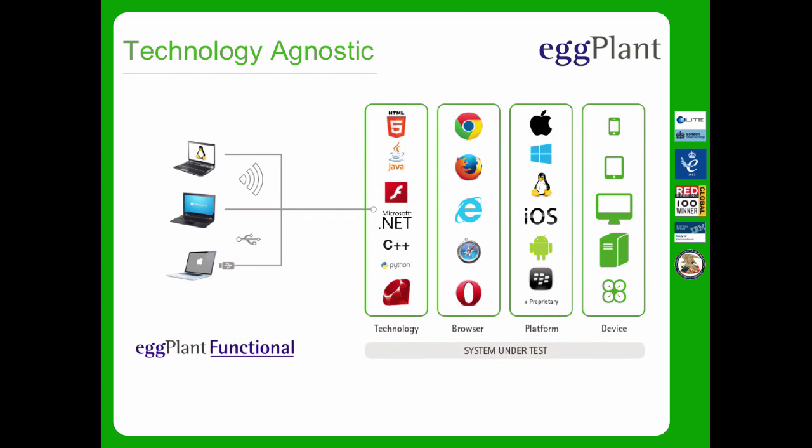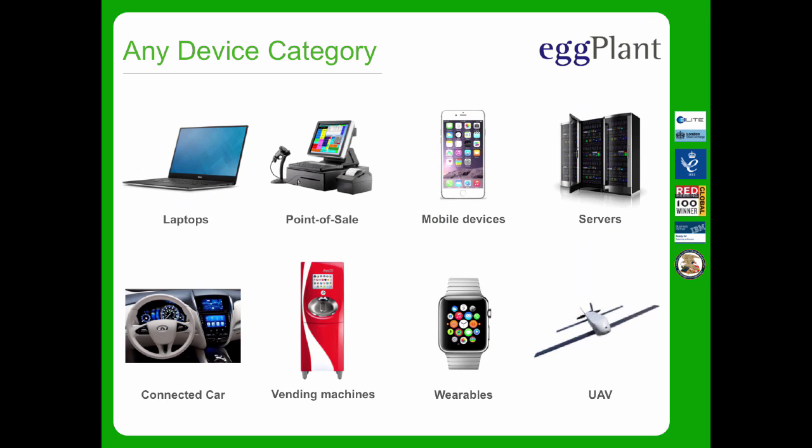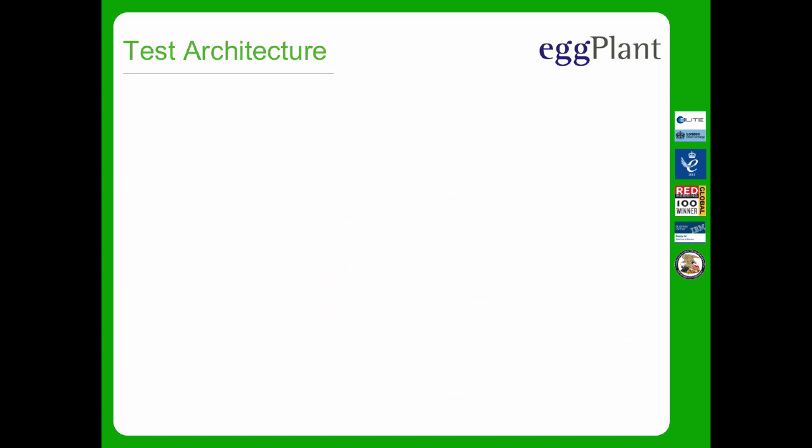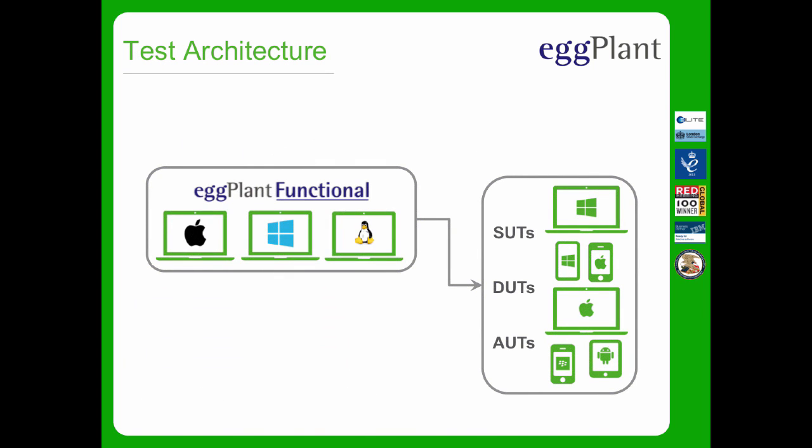Second, it's important to understand that eggPlant Functional's image-based approach is technology agnostic. This means that we can test any technology, browser, platform, and device. When designing your architecture, remember that this holds true for any device category. TestPlant customers are actively automating devices from all of these categories and more. Here's a simple test architecture diagram that captures much of what we've just covered.